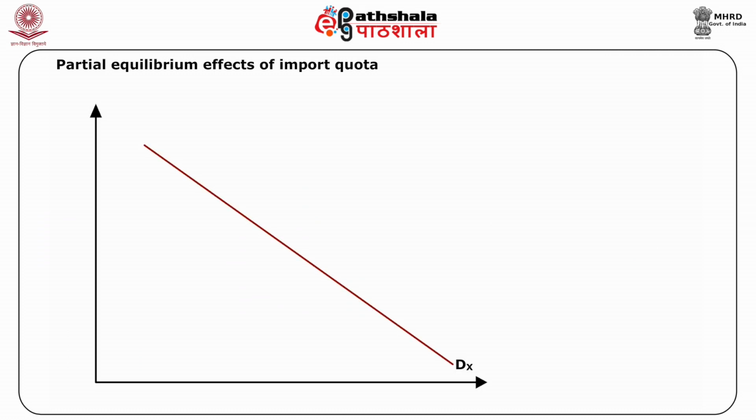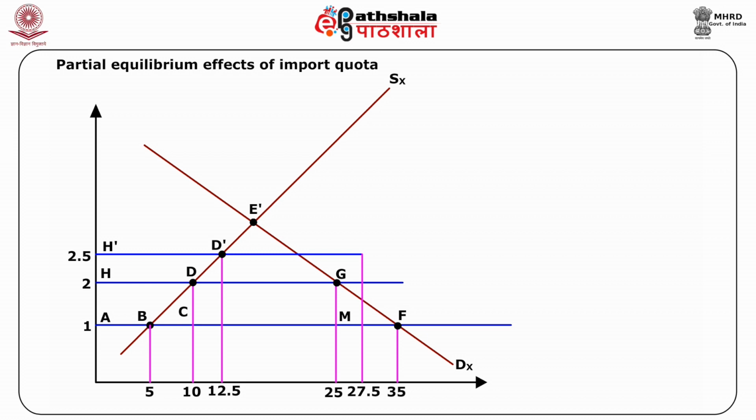The partial equilibrium effects of import quota can be explained through the figure. Dx is the demand curve and Sx is the supply curve of commodity X for nation 1. With free trade at the world price of Px = 1, the nation consumes 35 (AF), of which 5 (AB) is produced domestically and the remainder of 30 (BF) is imported. An import quota of 15 (DG) will raise the domestic price of X to Px = 2, which is the same as if a 100% ad valorem import tariff on commodity X is charged. At Px = 2, the quantity demanded of 25 (HG) equals 10 (HD) produced domestically, plus the 15 (DG) allowed by the import quota.